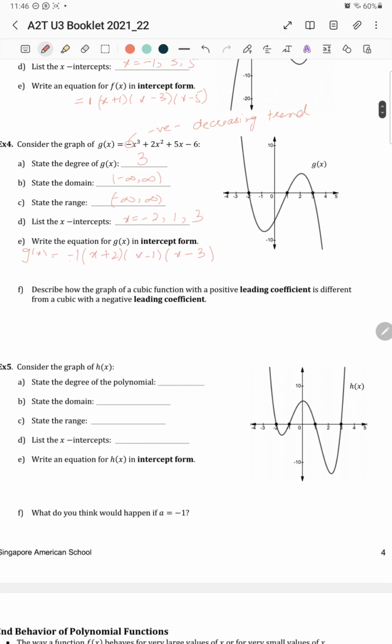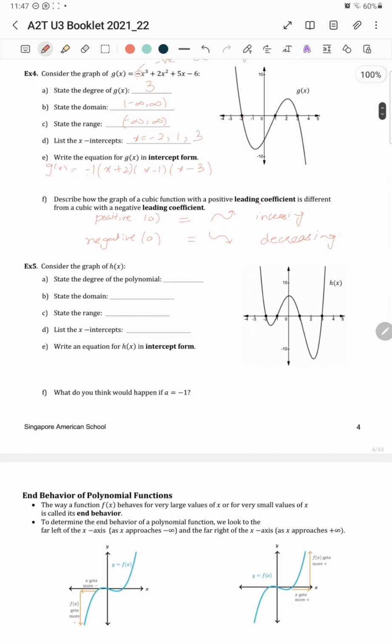Describe how the graph of a cubic function with a positive leading coefficient is different from a cubic function with a negative leading coefficient. So a cubic with a positive leading coefficient, a represents the leading coefficient, looks like this, an increasing trend. And a negative leading coefficient looks like this, a decreasing trend.